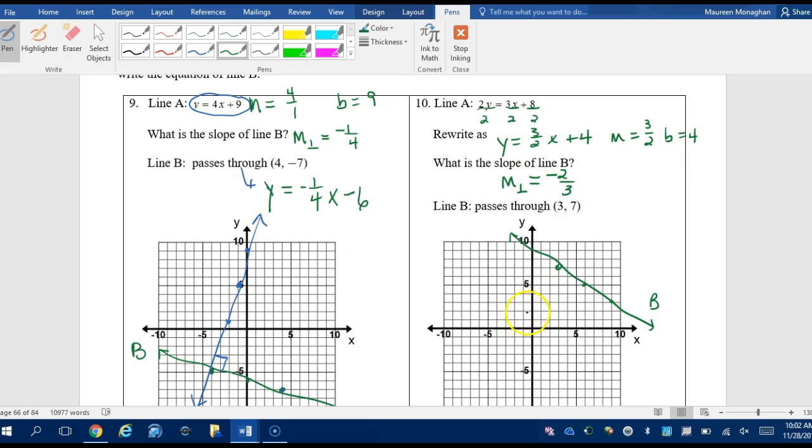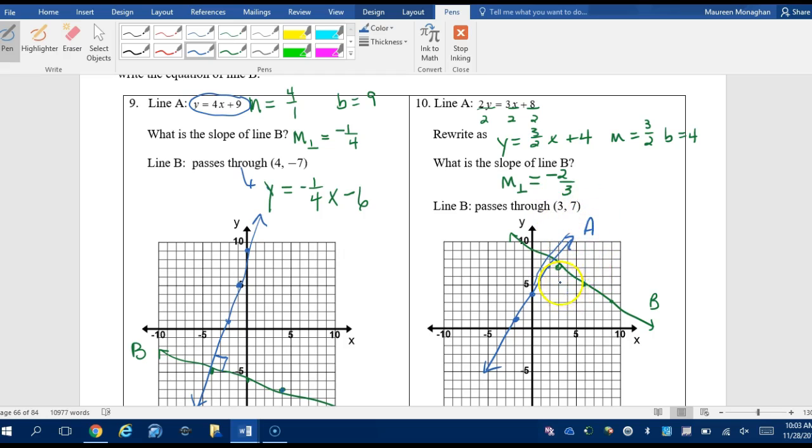Line A starts at 4. Let's do that in blue. Line A starts at 4 and it goes up 3, 1, 2, 3 over 2, and they're perpendicular. Oh boy, missed that completely. There it is. And that is line A.